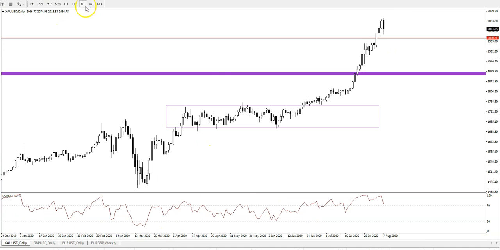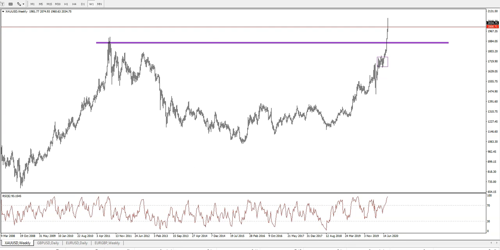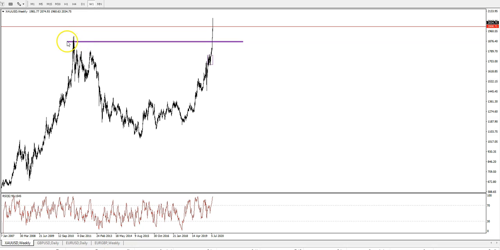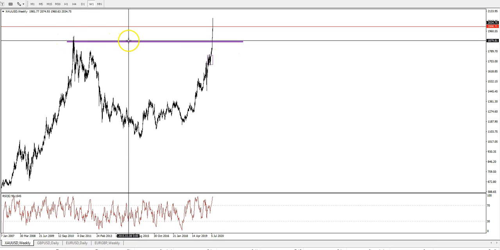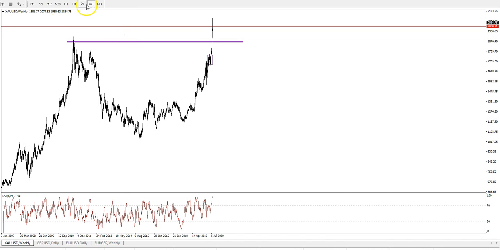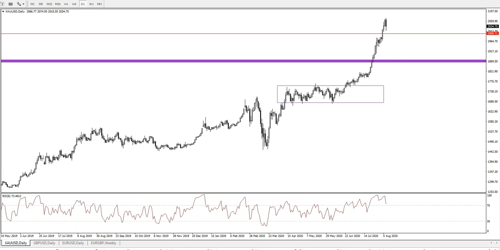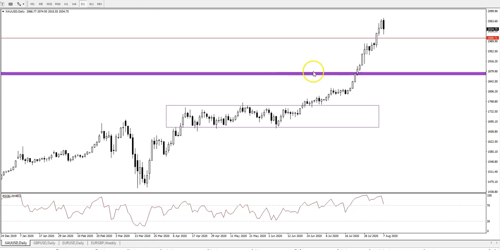Next, I have gold. Gold has been moving upwards, and it has broken my level, which is 1900. It's gone north. Very nice pattern. Trending very nicely, and I'm just going to look for potential entries and continue to take this long.